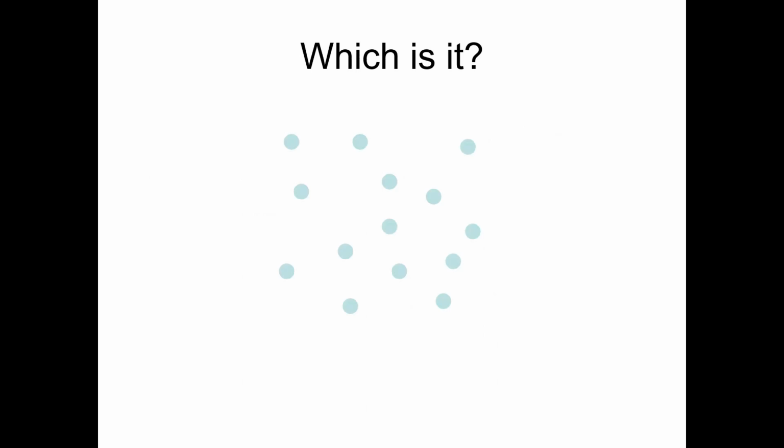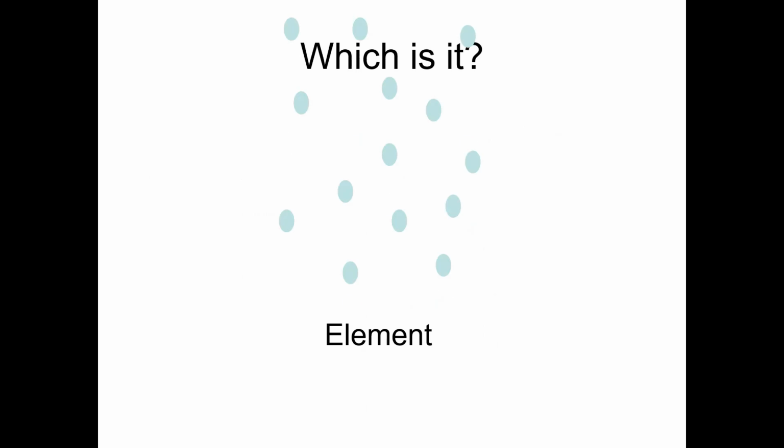What do you think? What is this? If you look at this picture, this diagram, everything is the same. One kind of balls, same color, same size, just scattered. This type of substance is called an element.